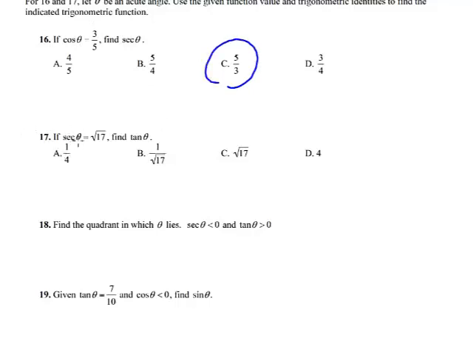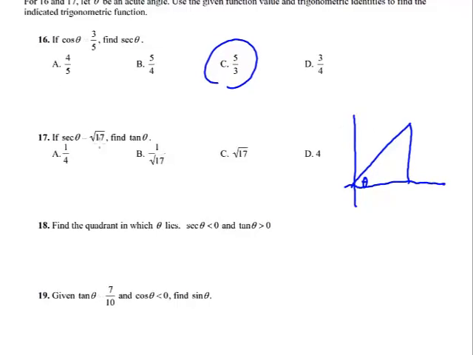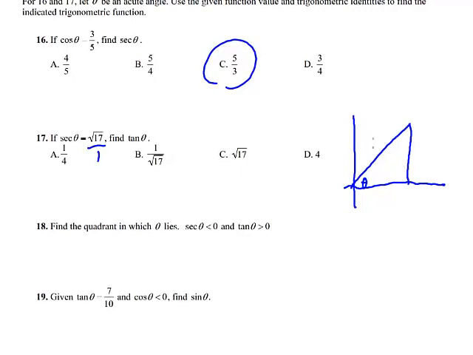If the secant of theta is equal to root 17, find the tangent. Well, this one's a little bit more complicated. We're going to have to draw this one. They told us it's an acute angle, so we know it's in quadrant 1, and we can draw a triangle always back to the x-axis. And if we have secant, that is hypotenuse over adjacent. So I know that. Okay.